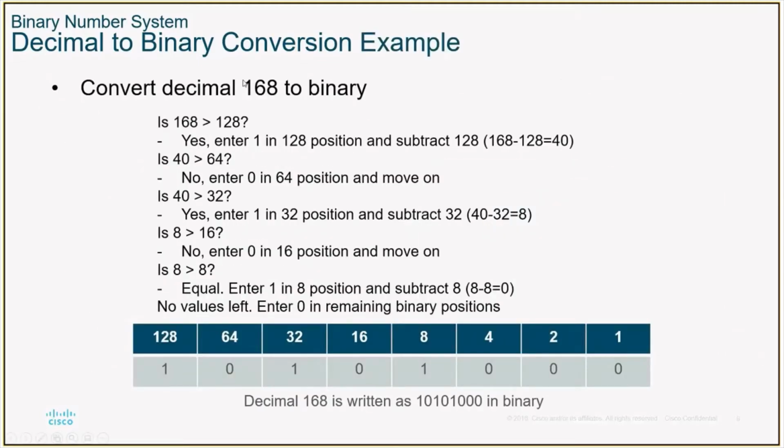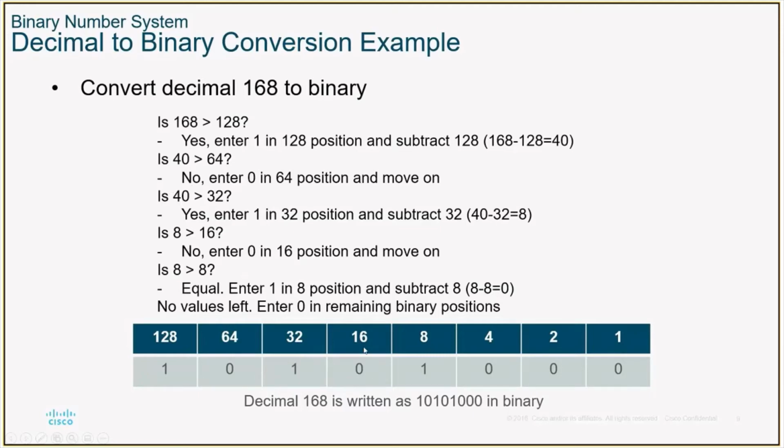So here we've got the number 168, and we ask, is 168 greater than or equal to 128? Yes, it is. So we put a 1 in that column and subtract 128 from 168. The value left is 40. The next column, is 40 greater than or equal to 64? No, it is not, so we put a 0 in that column. The next question, is 40 greater than or equal to 32? Yes, it is. So we put a 1 in that column, and then subtract 32 from 40. We have 8 left.